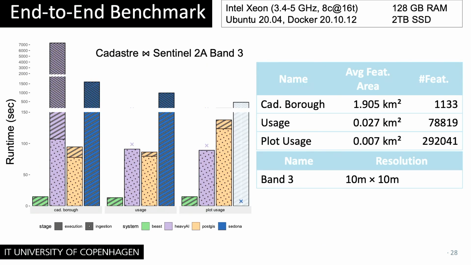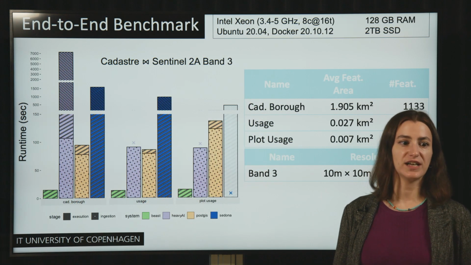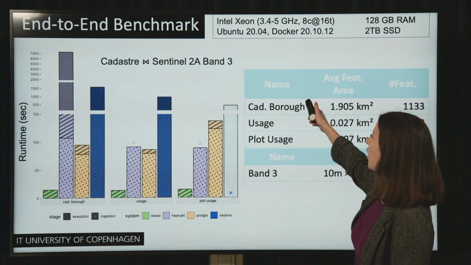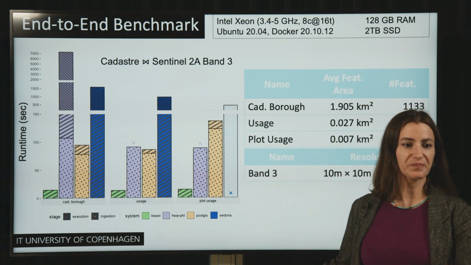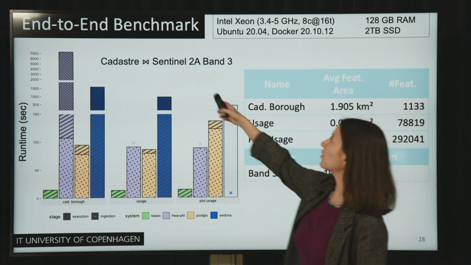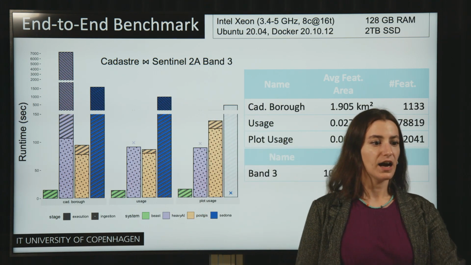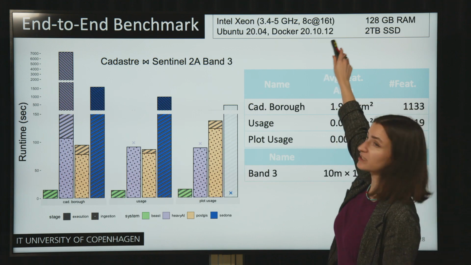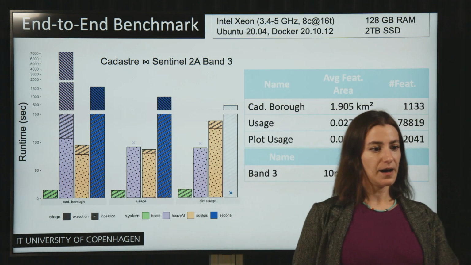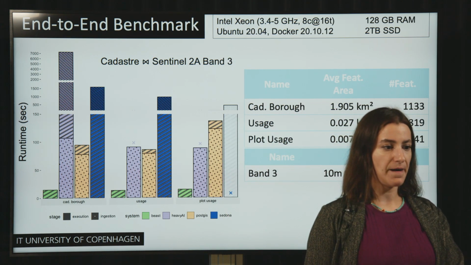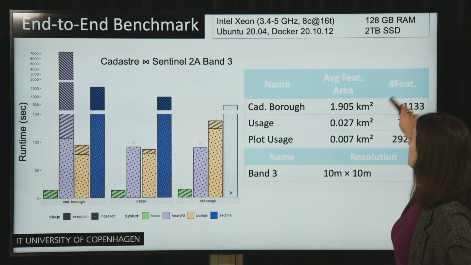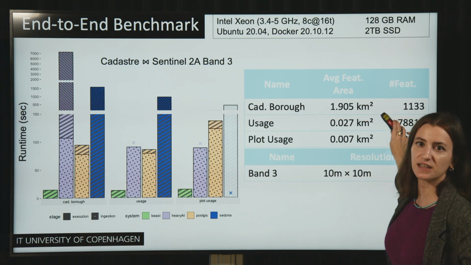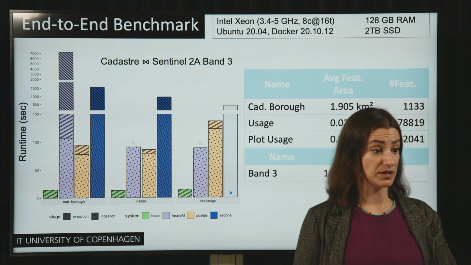Here are some results of an end-to-end benchmark that we executed using our benchmarking framework. Here we join three cadastre datasets, specifically borrow, usage, and plot usage, with satellite images from Sentinel-2. And you can see the hardware setup here on the slide. Now, we also have a little bit more information about the different datasets in these tables.